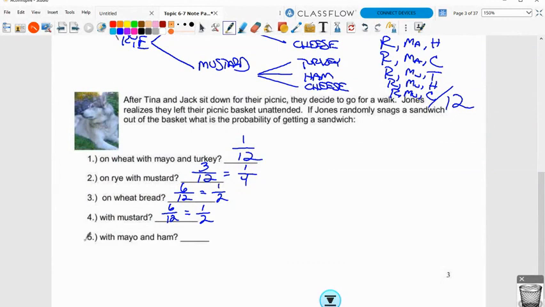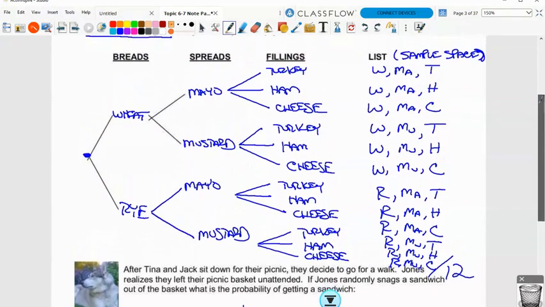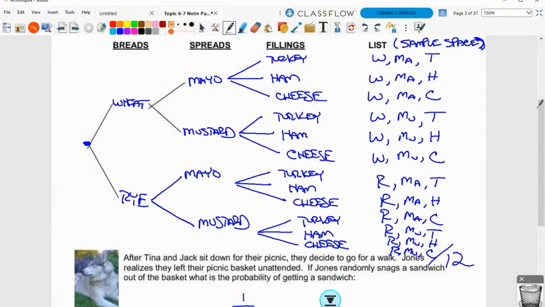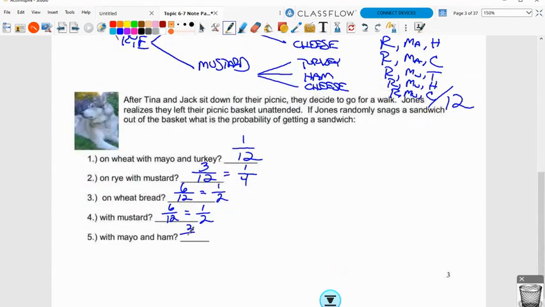And finally, we need a sandwich that has mayo and ham. So we're looking for mayo and ham. Notice they didn't say what type of bread, so it could be either wheat bread or rye bread. Mayo and ham, there's one right here that's on wheat bread. Mayo and ham, there's another one down here that's on rye bread. None of the others have that, so that's going to be 2 out of 12, which you could then simplify down to 1 out of 6.